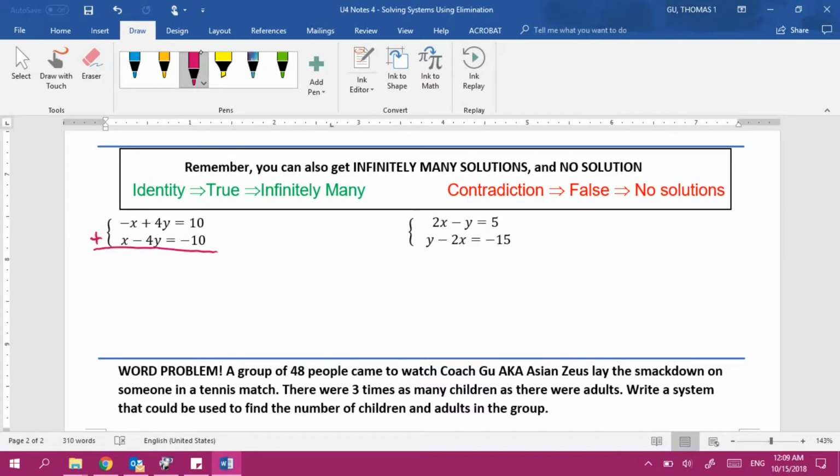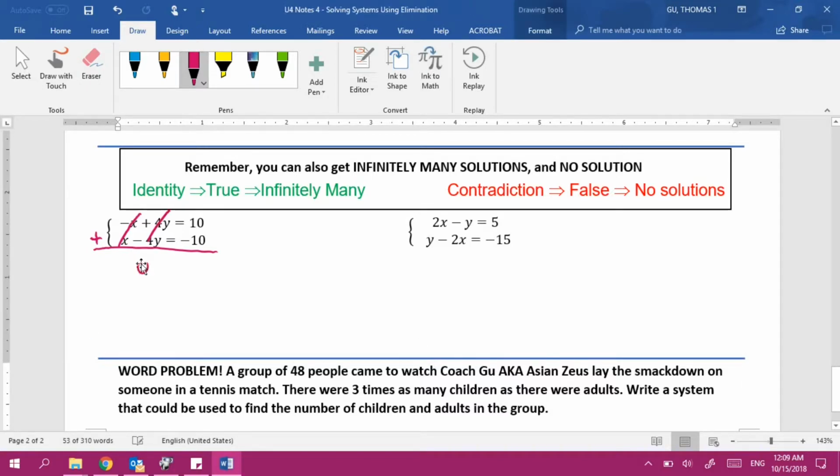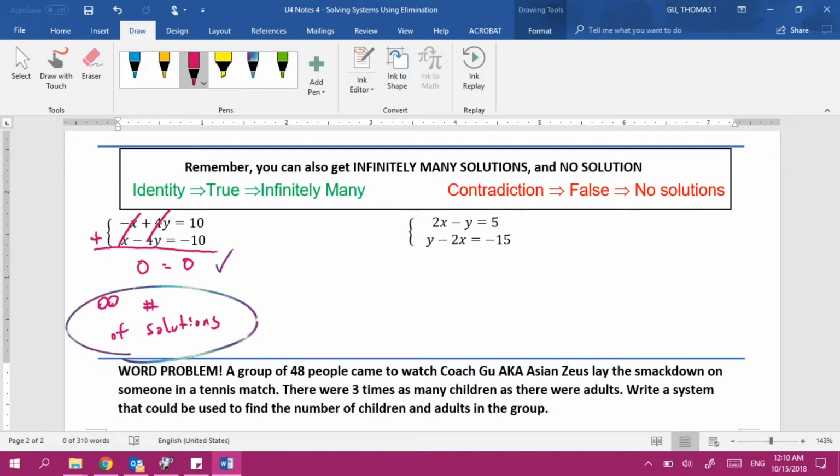X plus negative x is 0, that's gone. 4y plus negative 4y is also canceled, so that's just 0 on the left side. And 10 plus negative 10 is also 0. So does 0 equal 0? Yes, it does. And so in this case, our answer would be an infinite number of solutions. Remember, if we get an identity, our answer is infinite number of solutions, or infinitely many solutions, whichever one you want to write. Boom!